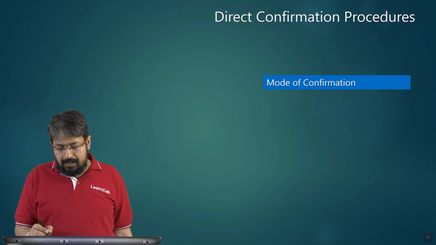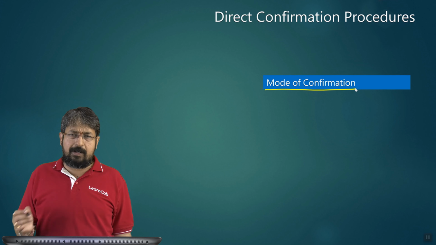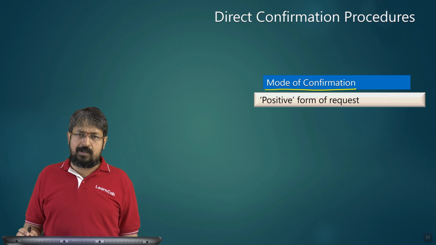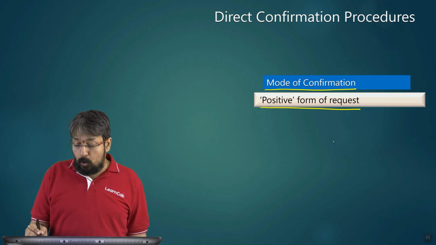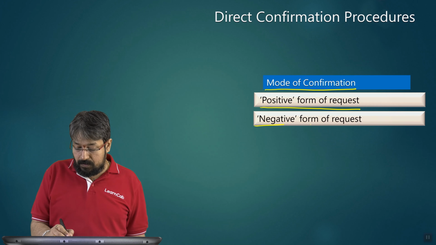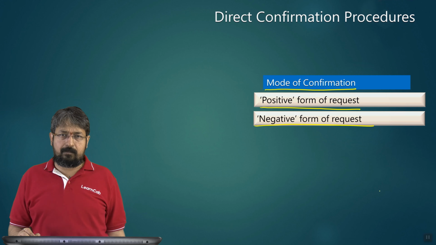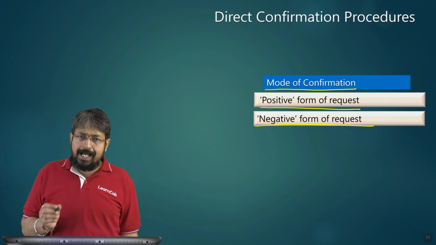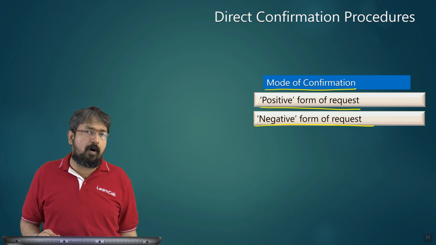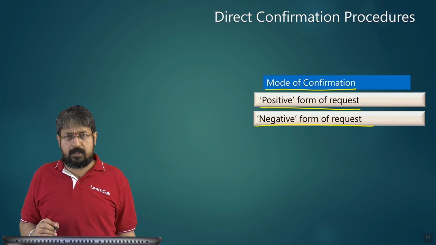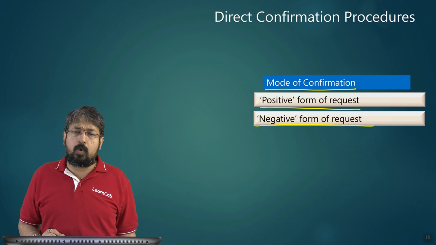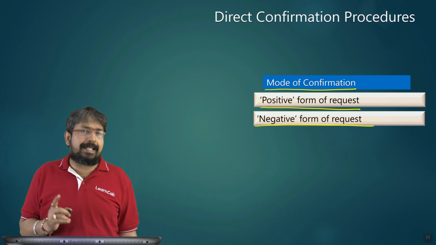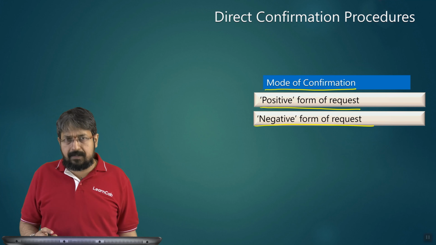Direct confirmation procedure, my dear soldiers, also involves the mode of confirmation, whether it should be by email or by letter. So the mode of confirmation has to be ascertained. There may be two forms of confirmation, that is positive form of request and negative form of request. In positive form of request, we request the customer to respond whether he agrees with the balance or not. In negative form of request, we request the customer to respond only if he disagrees with the balance. These are all well covered concepts in SA 505 External Confirmation.